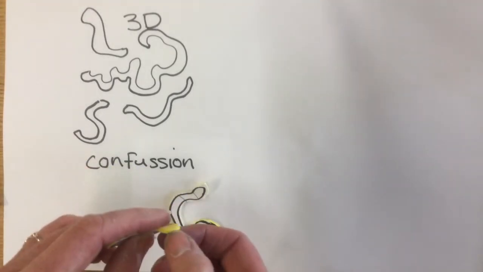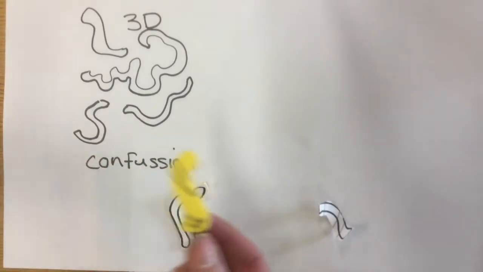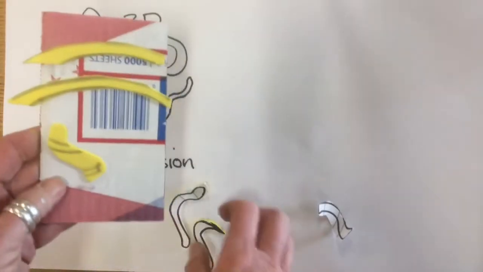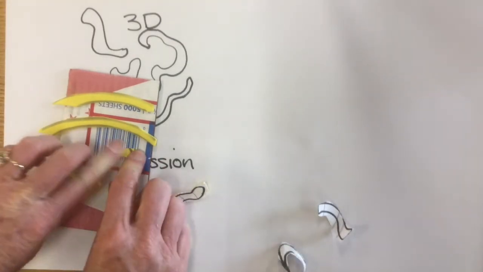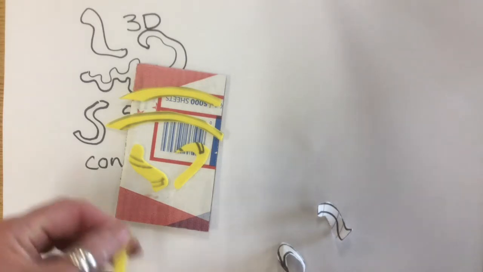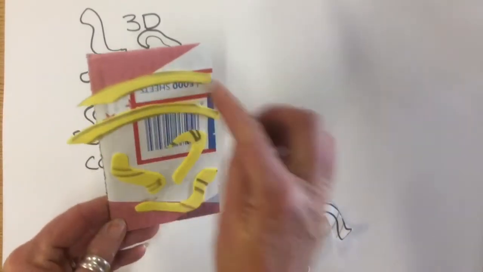The foam has sticky stuff on the back of it. So then I'm going to take my cardboard and stick my shapes down onto it where I think they need to go to express my word, which is confusion. After I have all my shapes stuck down and my stamp has been created.